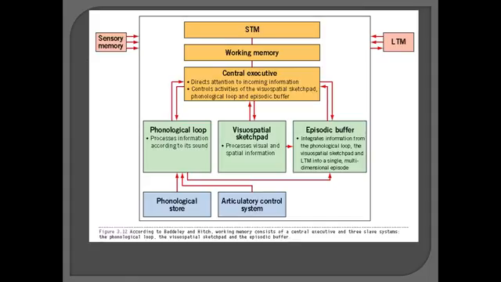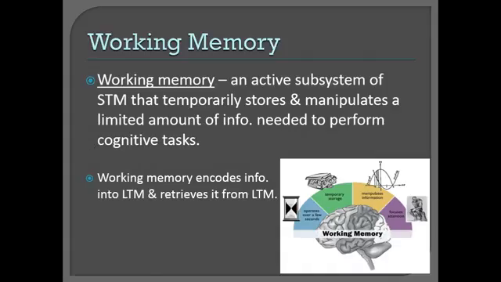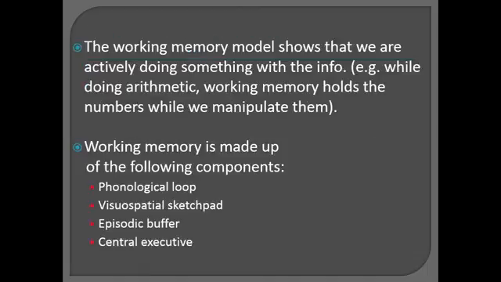So you can have a look here. We've still got sensory memory, which is the same, and we've still got long-term memory here, which is the same as what we discussed in the last video. But within short-term memory is quite a complex group of different parts that all work together, hence working memory. So an active subsystem of short-term memory that temporarily stores and manipulates information that's needed to perform different tasks. It suggests that we're actively doing something in our short-term memory with the information that is there.